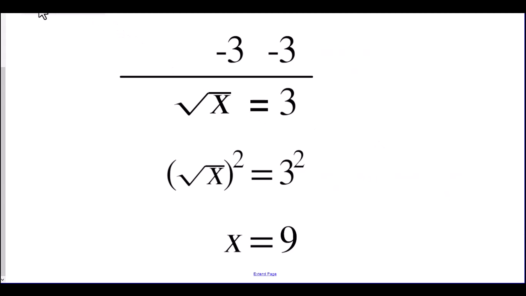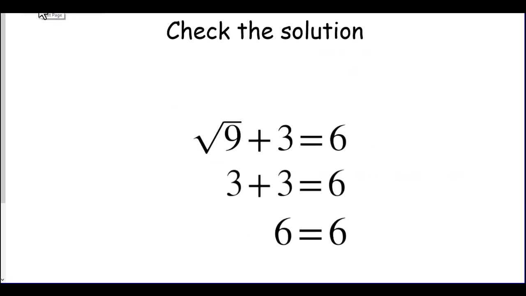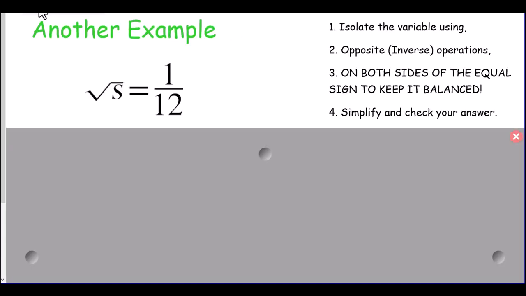When it comes to solving algebraic equations, the fourth step is to check your answer by plugging it back into the equation. Plugging 9 into the original equation gives me the square root of 9 plus 3 equals 6. Both sides of the equal sign have the same value, which makes this equation true.